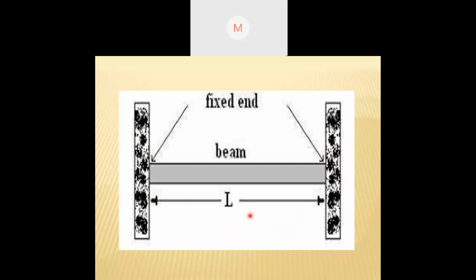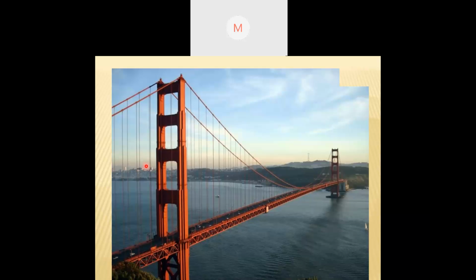Now this is a typical example of a fixed beam. If you see this example, this is the fixed beam. So this can resist horizontal, vertical, and moments. All these three can be resisted by this. Okay.